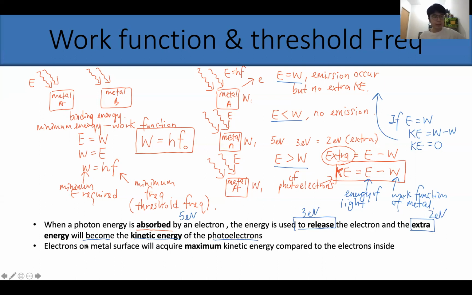Okay. Second one, electrons on metal surface will acquire maximum kinetic energy compared to the electron inside. Okay. Electron on metal surface. Let me erase this first.